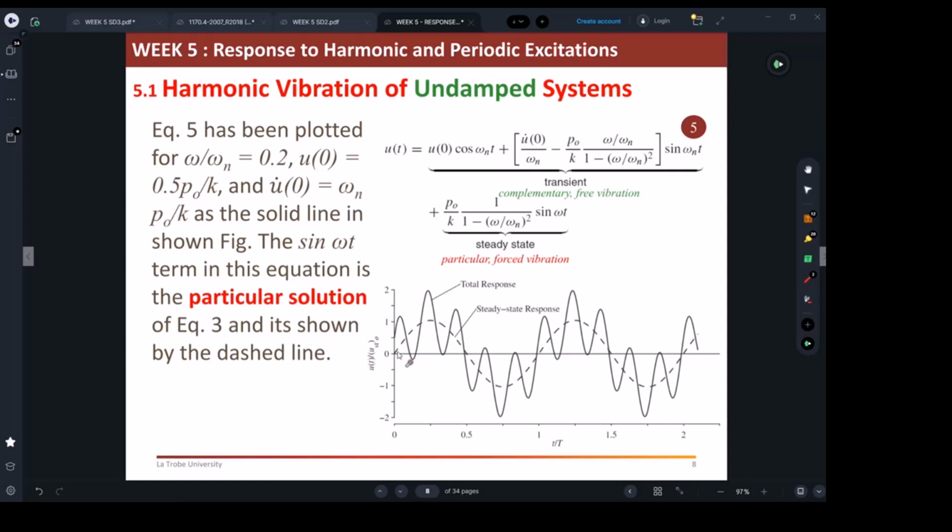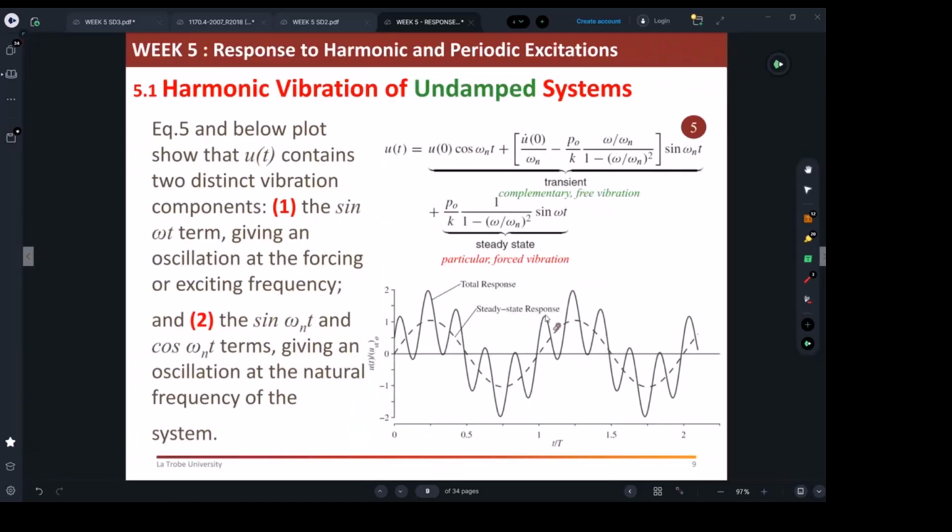So the solid line, which represents the main motion, is typically taken as the steady state response. Why steady state? Because it's excited typically by the function, by the external force. So this slide just reconfirms what I talked to you about.